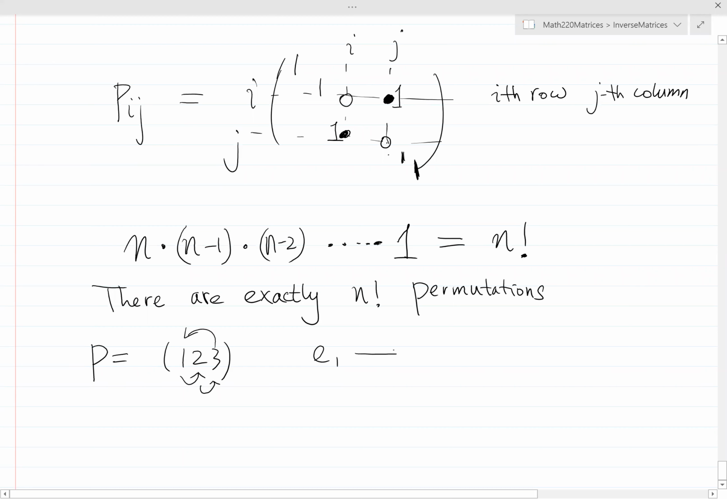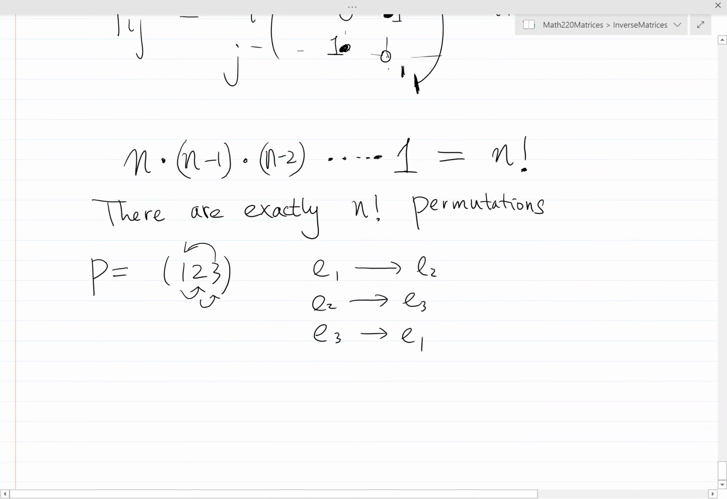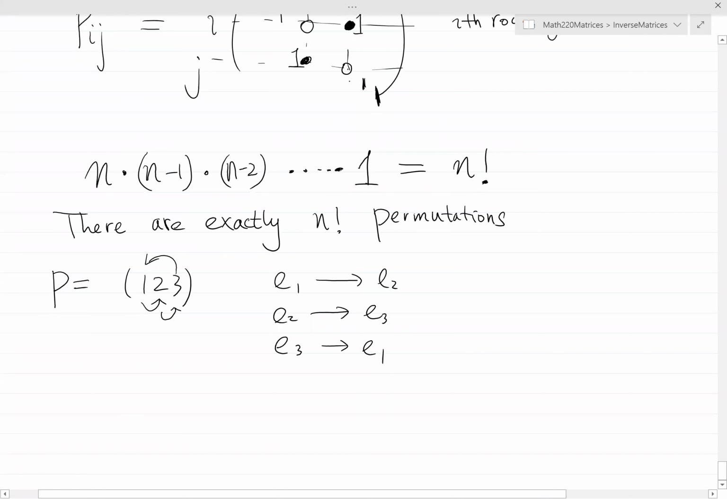So E1 under P goes to E2. E2 under P goes to E3. E3 goes to E1 under P. Okay. So now the image of E1 is E2, which is 0, 1, 0. E3 is 0, 0, 1. E1 is 1, 0, 0.